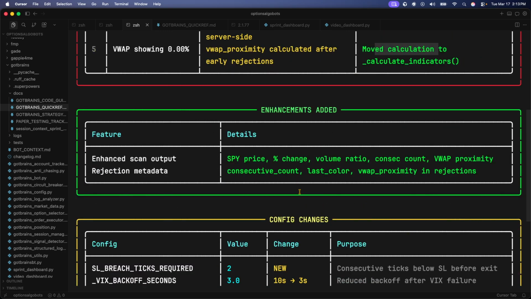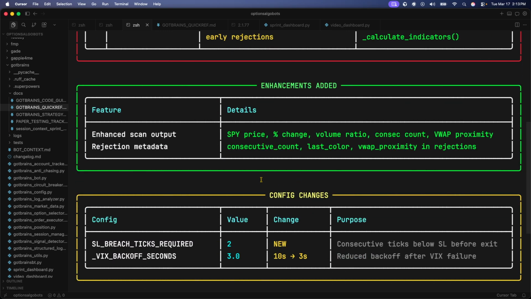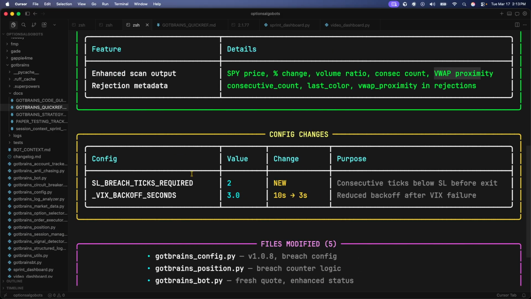And we also added a couple of enhancements, right? Those enhancements make it so that we can see a little bit more when the bot is scanning. We can see the price, the percentage change, the volume ratio, consecutive count, VWAP proximity. All this is going to make sense because I'm going to show you the bot live so you can actually see it, because it's running right now.